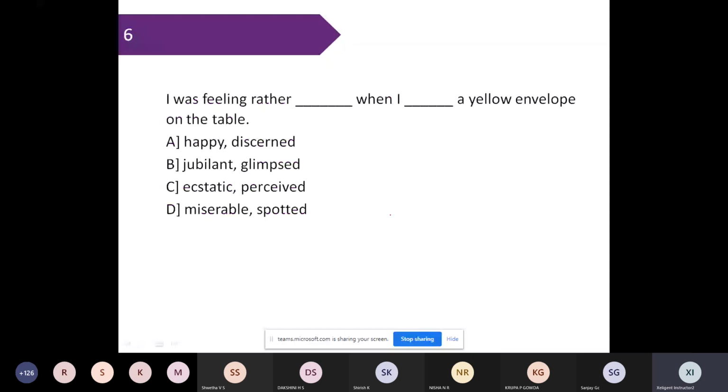Next question. I was feeling rather blank when I blank a yellow envelope on the table. So rather is an example of which type of sentence? Which type of sentence? This is the keyword, right? So which type of sentence? Contrast. Is it contrast or cause and effect?